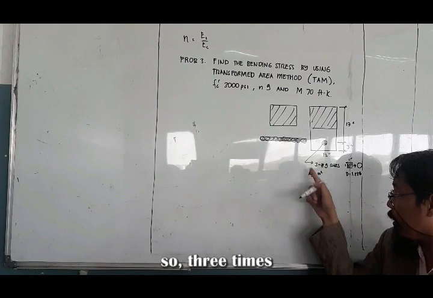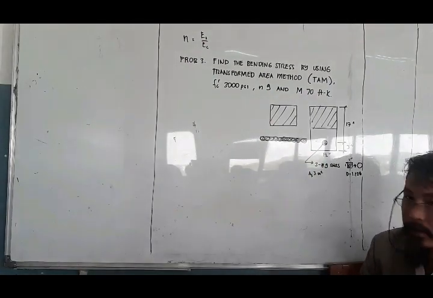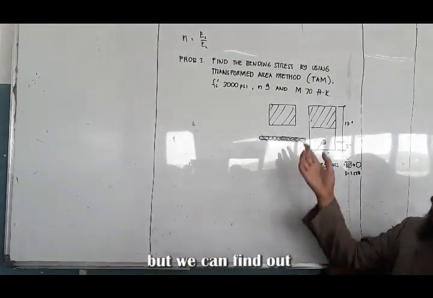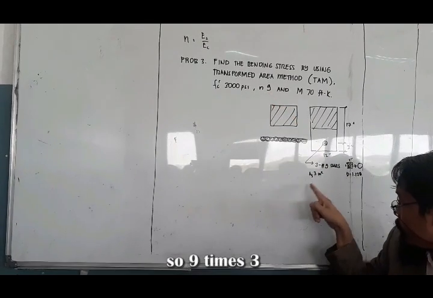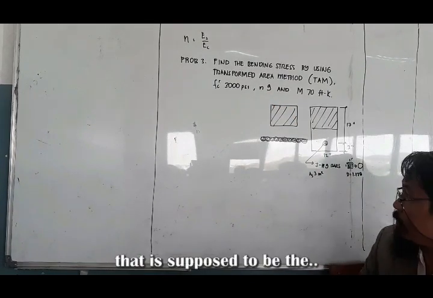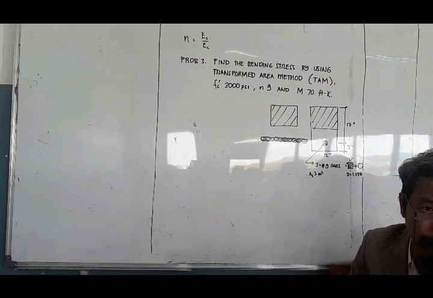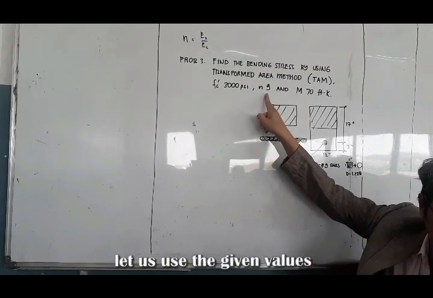So 3 times about 10, so 30 square inches. About 10, but we can find out. It is not 10, but 9. So 9 times 3. That is supposed to be the error, because it is already given. So let us use the given values.